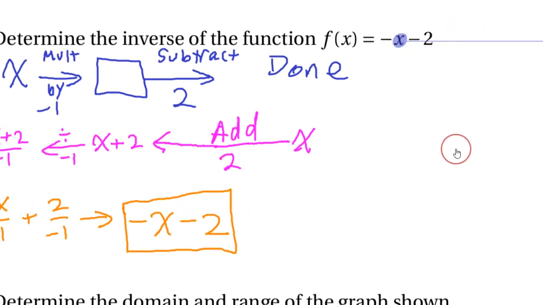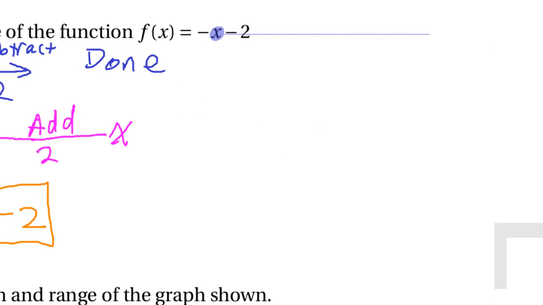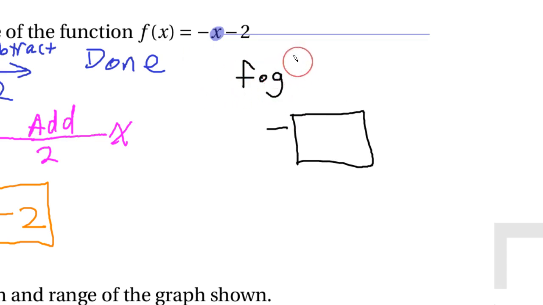If you don't believe me, watch what happens when I use the orange right here and plug it into the original problem that they gave me. So if I take the original problem, this would be starting with f and then plugging in my orange g. So there's f, plugging in my orange g, I would get -x minus 2.